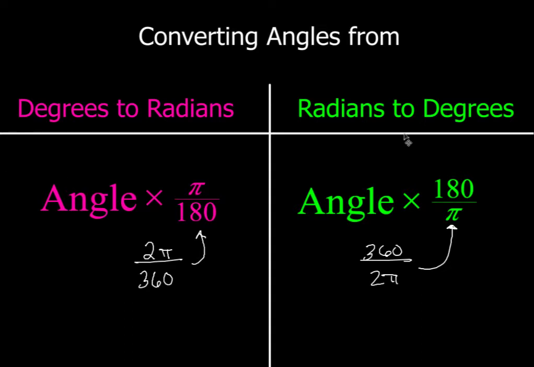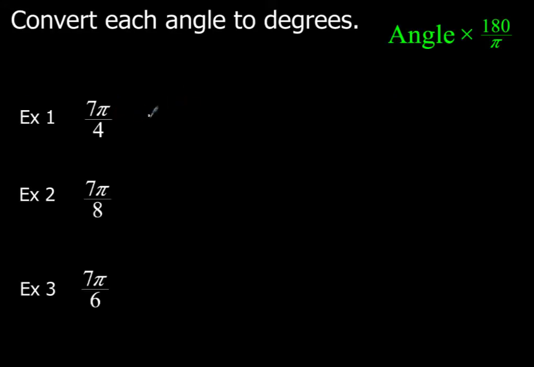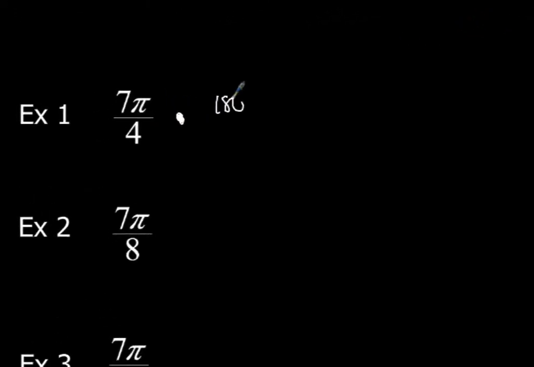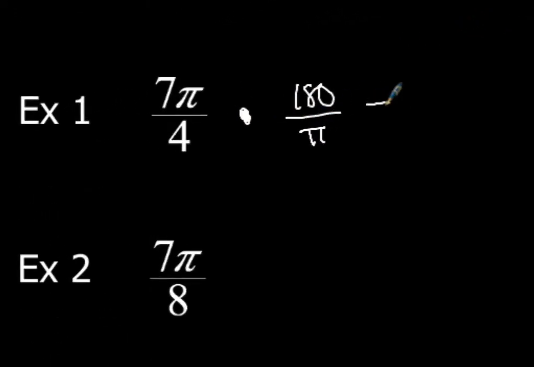So now let's go ahead and take a look at 3 quick examples. For example number 1, we're going to take our angle 7 pi over 4 and multiply by 180 over pi. The first thing you're going to do is cancel out the pi, so it's gone. Now 4 and 180, you want to reduce early and often. I know that 2 goes into each one of these because they are both even, so I would convert that to 2 in the denominator and 90 in the numerator, because 180 divided by 2 is 90.